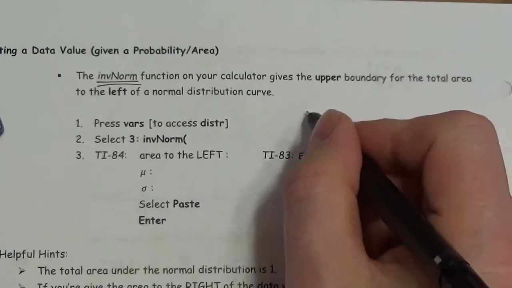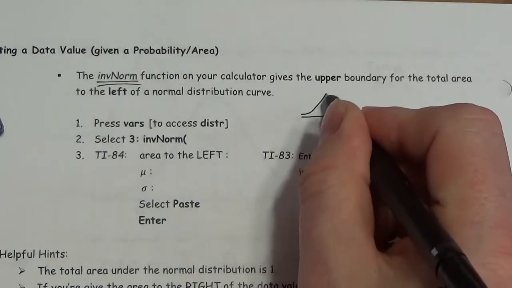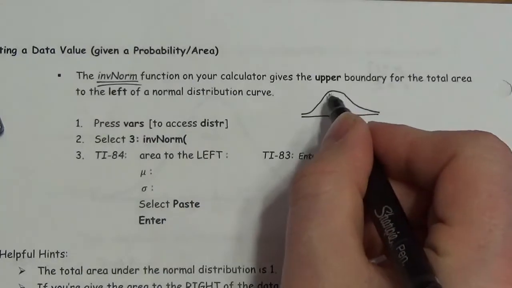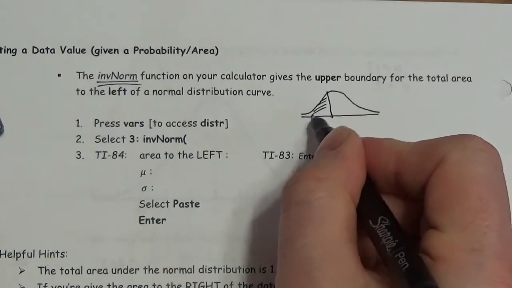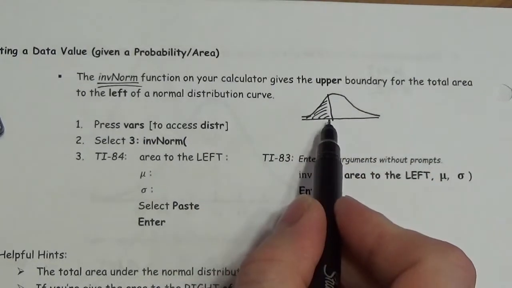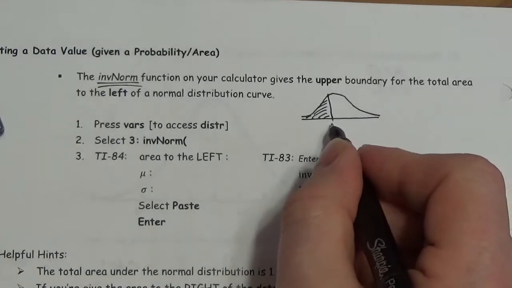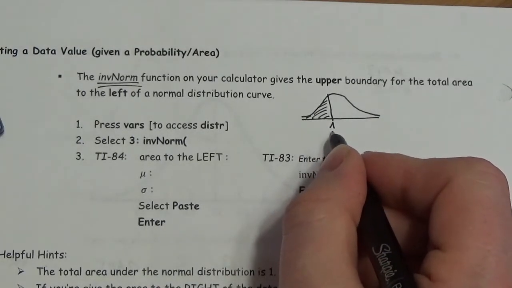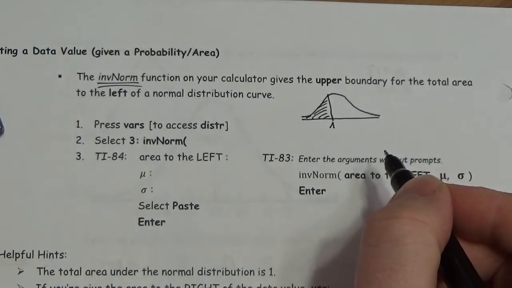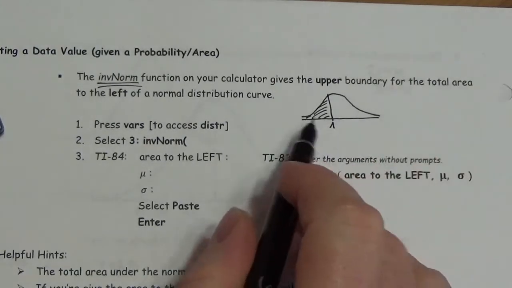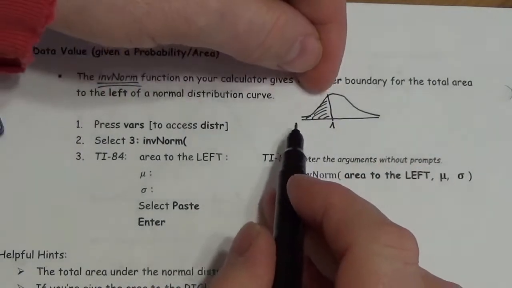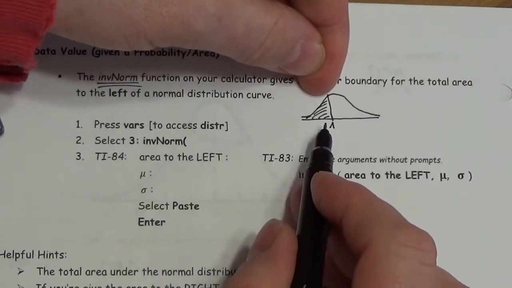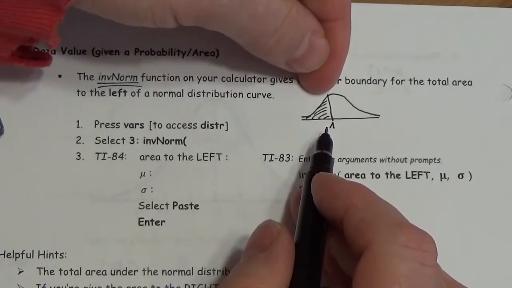So we are always going to be plugging this in. Okay, so we plug in this probability that goes all the way from here to the left, and then the calculator will spit out that data value right there. And it is always once we've given it the data to the left. Okay, I hope that makes sense here.